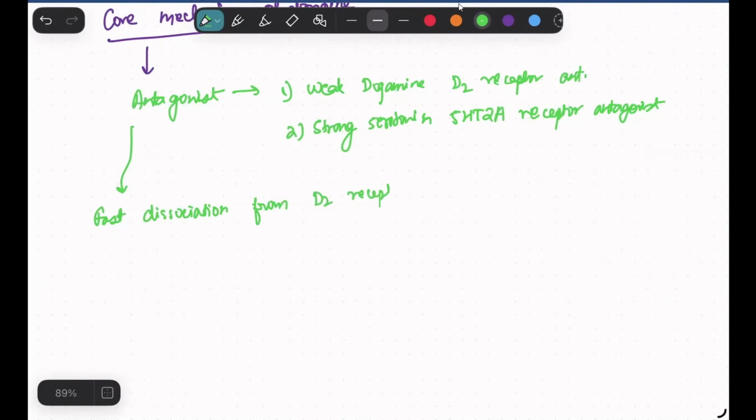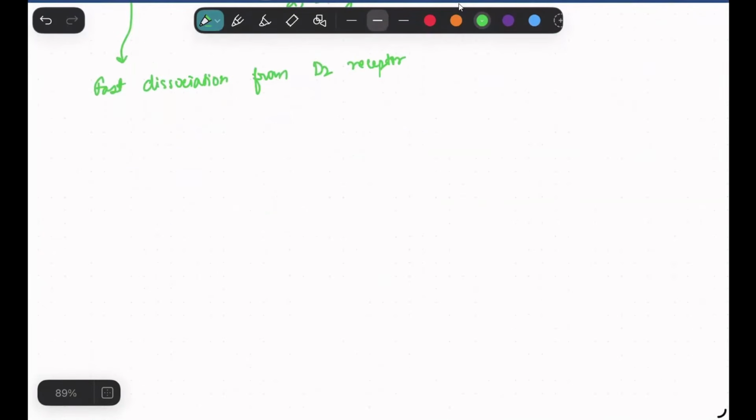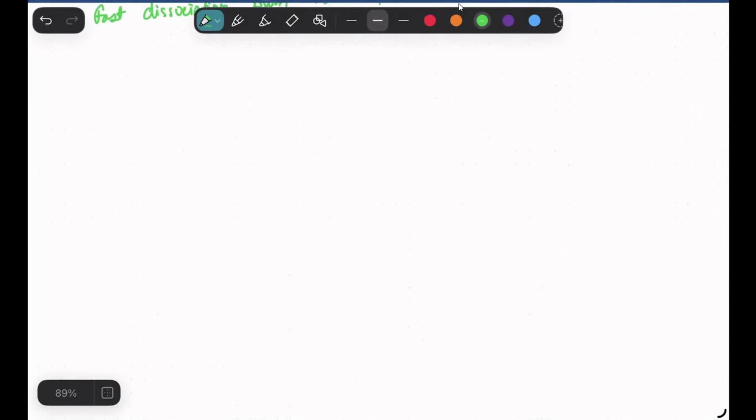How it is useful in the clinical profile of clozapine, we'll be discussing later, why fast dissociation is important. At the same time, it is a strong antagonist at the histaminergic receptor, that is the H1 receptor, alpha 1 and alpha 2 receptors, as well as the muscarinic receptors, as well as the serotonergic receptors. Okay, this much is clear.